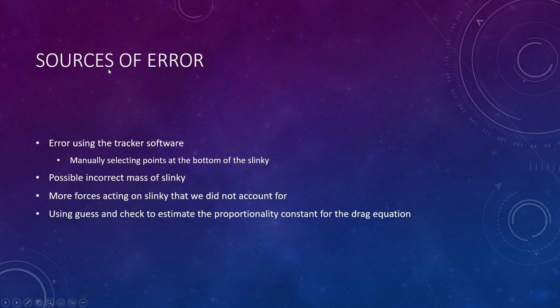So, some sources of error that we have: error using the Tracker software, actually putting the points on the bottom of the slinky as it's falling. I could have messed that up a little bit, and it could have caused some deviation in the data. We may have had the incorrect mass of the slinky, and furthermore, there could be more forces acting on the slinky that we did not account for in our GlowScript model. Also for the GlowScript model, I used guess and check to estimate the proportionality constant for the drag force. I could have had that wrong as well, and that could have affected the data.